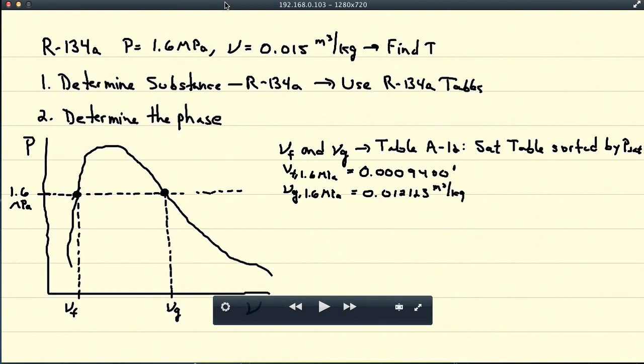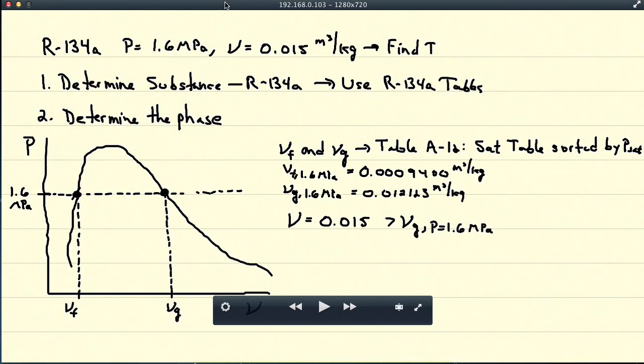Now, how are these two pieces of information useful? Well, the specific volume that our substance is at is 0.015. So our specific volume, v, is equal to 0.015, which you'll notice is greater than v_g at a pressure of 1.6 megapascals.